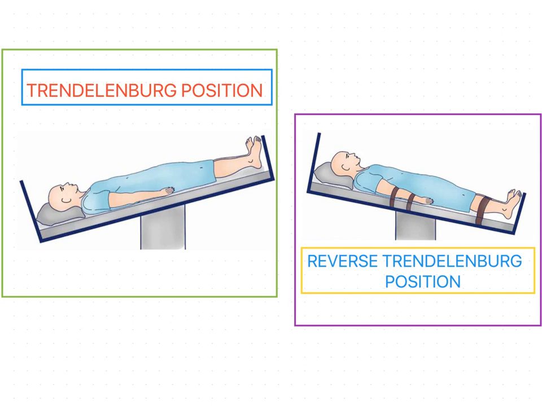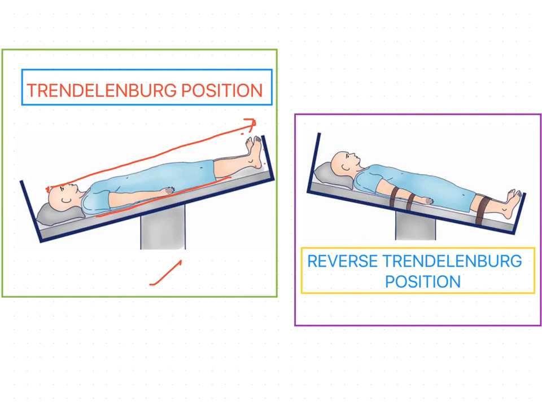In this position, how is the patient? This is the original Trendelenburg position picture. The person is lying in the supine position with the feet higher than the head. If you compare, the head is at this level and the feet are at this level. That means the feet are higher than the head level by 15 to 30 degrees.